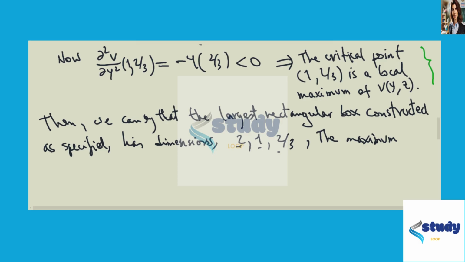And the maximum volume being 2 times 1 times 2/3, that is 4/3. And the point 2, 1, 2/3 is in the plane specified in the statement of the problem, and that's the point giving us the maximum or the largest volume. And the box is constructed taking the vertex 2, 1, 2/3, which is in the first octant because all the coordinates are positive.